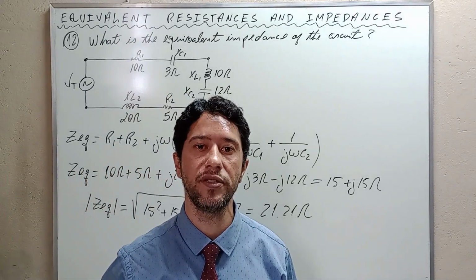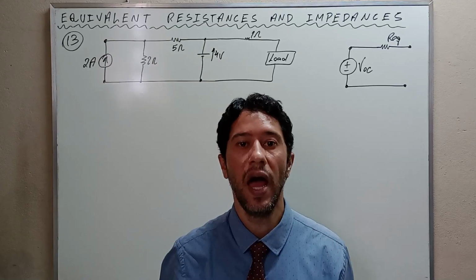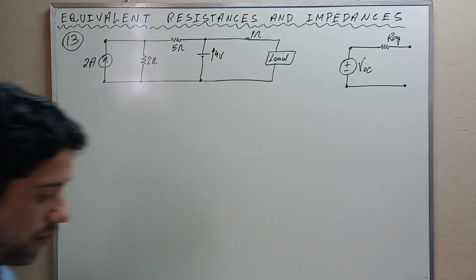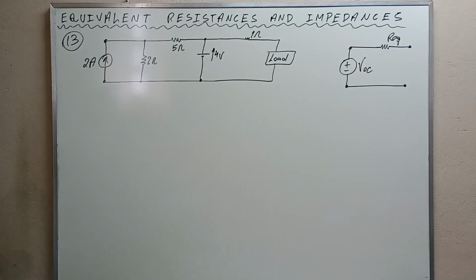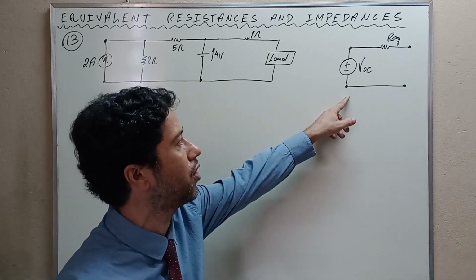Let's go to exercise 13. Exercise 13. For the circuit of the figure, calculate the parameters of the Thevenin's equivalent circuit as seen by the load. This is the question. Let's go to the solution. Remember that the Thevenin's equivalent circuit is composed of the open circuit voltage and the equivalent resistance. This is the Thevenin's equivalent circuit.